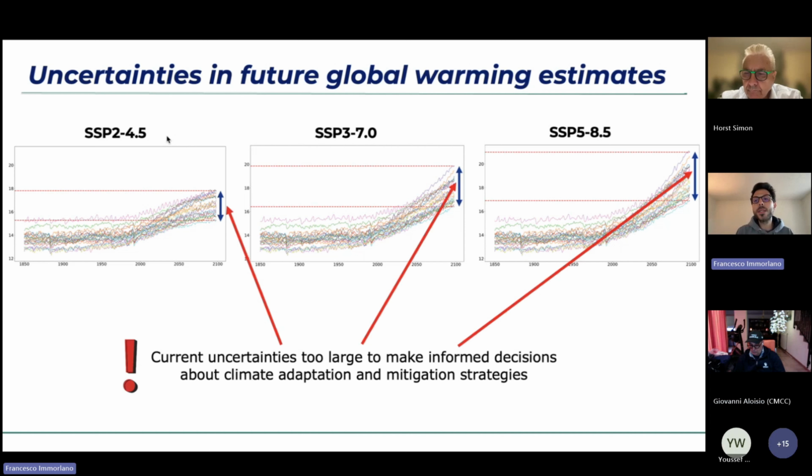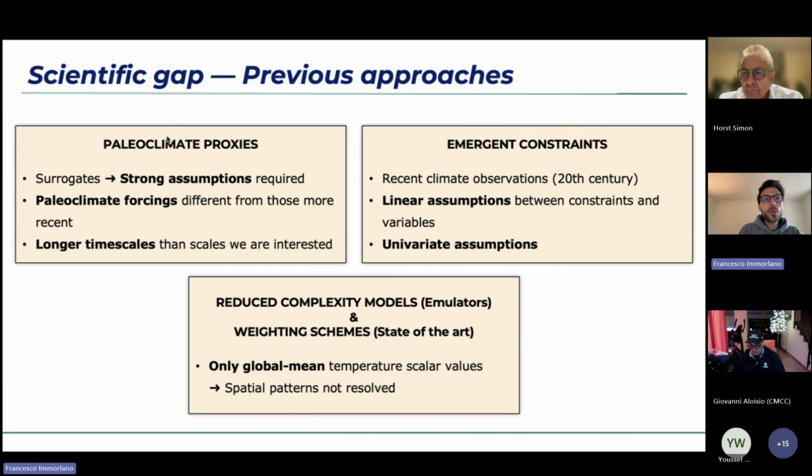However, current uncertainties are still too large to enable governments and policymakers to develop proper adaptation and mitigation strategies. A few approaches in the scientific literature tried to reduce these estimates, and they have some limitations. Going very quickly, paleoclimate proxies require strong assumptions between the proxy and the actual climate variable of interest. They use forcings that are different from the recent ones, and they operate on longer timescales than those that we need. Emergent constraints assume linear and univariate relationships between the constraints and the variables of interest, and we know that everything in climate science is nonlinear and multivariate.